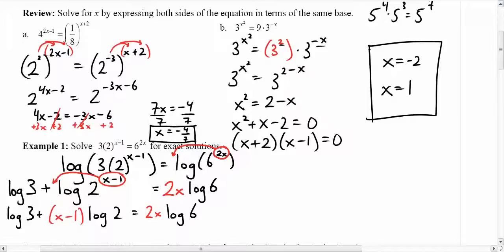So I'm just trying to get all the x's together. So the first thing that I need to do is expand this log 2 into the brackets. So I get log 3 plus x log 2 minus 1 log 2 equals 2x log 6.